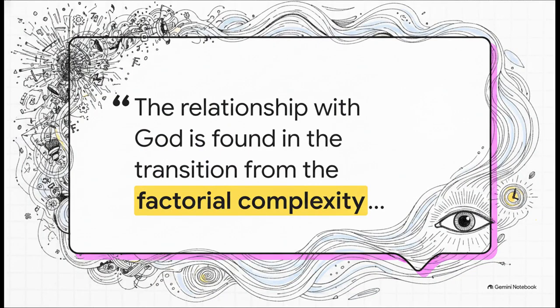Let's move to our final philosophical point and see how this builds to a truly profound existential conclusion. As our sources state, the relationship with God is found in the transition from the factorial complexity of the power released to the singular recognition of its harmony. The sheer awesome power of the universe, the factorial explosion of E equals A factorial, is honestly just blind mechanics without a witness. True meaning requires someone to stand in the present, compress that chaos, and recognize the underlying harmony.